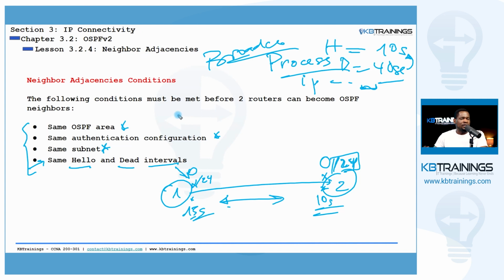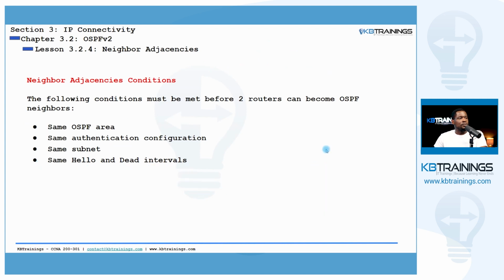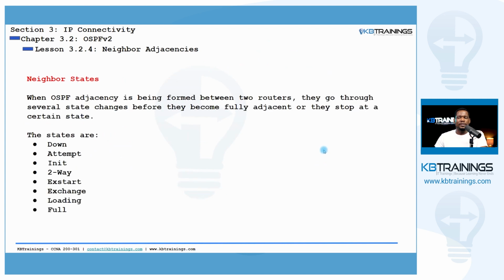All right, these are the conditions. There is another condition that I didn't want to mention here because it talks about stub areas and stuff. That's not covered in this course, so I'm not going to mention it. But for now, these are the 4 main conditions that we have to meet before two routers can become neighbors in OSPF. So now we're going to talk about the different neighbor states.